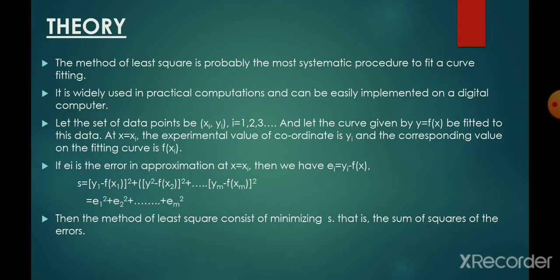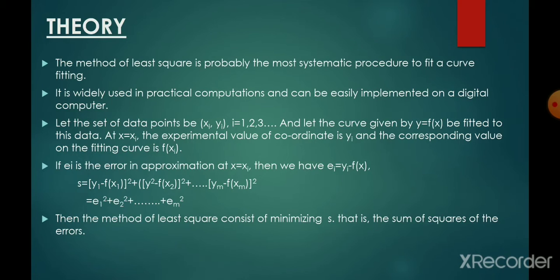Let the data points be (xi, yi), i equal to 1, 2, 3, and let the curve given by y equal to f of x be fitted to this data. That is, f of x is fitted to the data points (xi, yi) at x equal to xi. The experimental value of the coordinate is yi and the corresponding value of the fitting curve is f of xi.